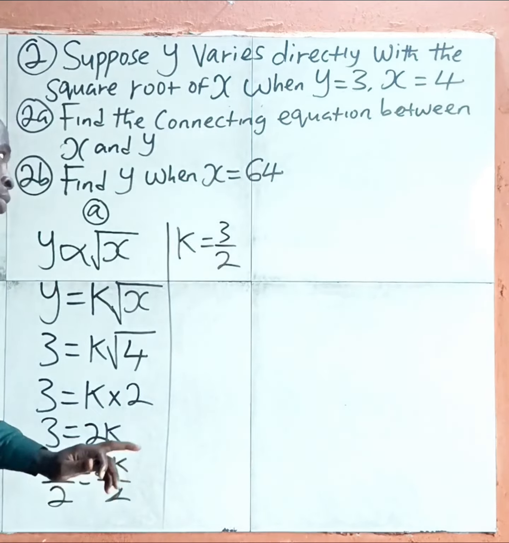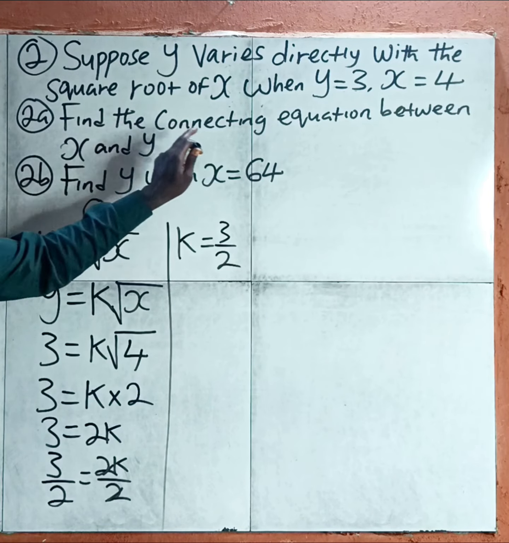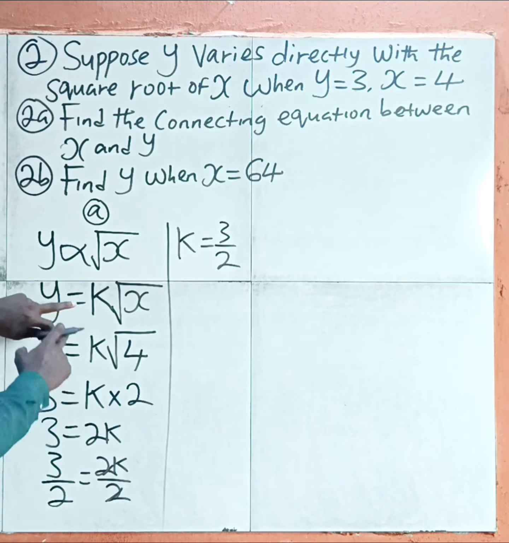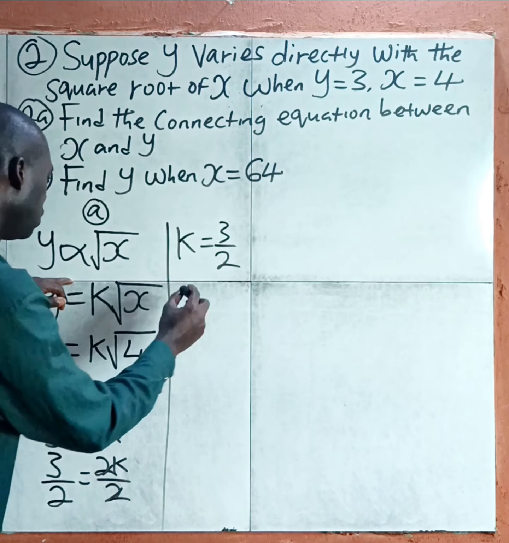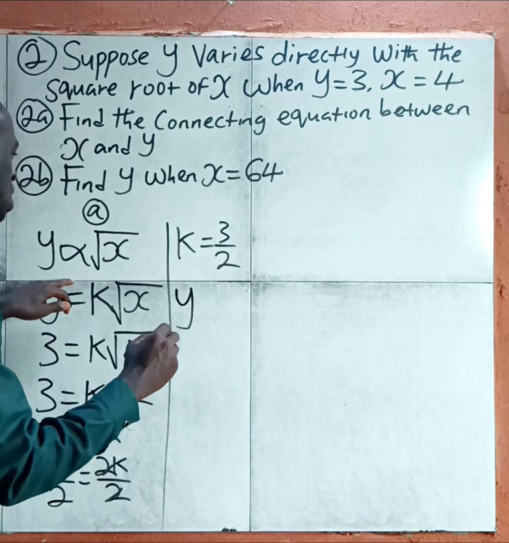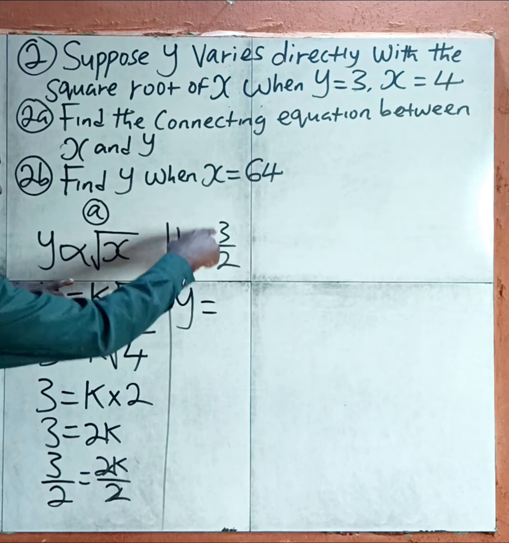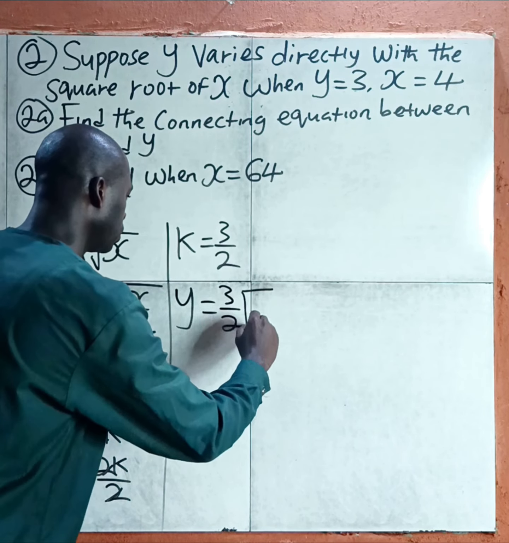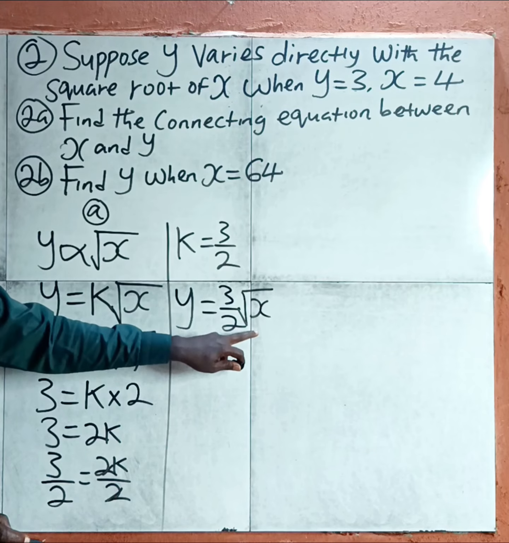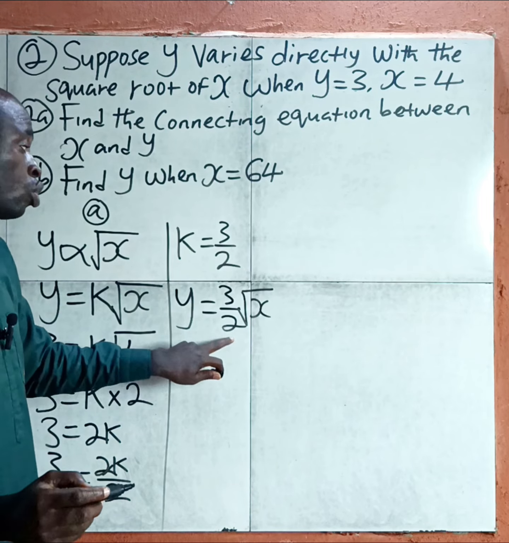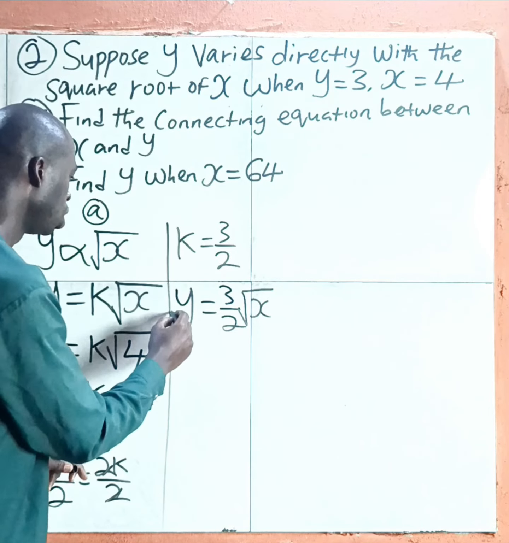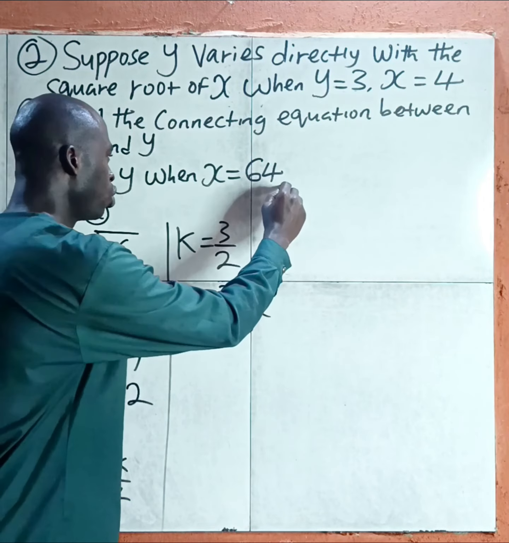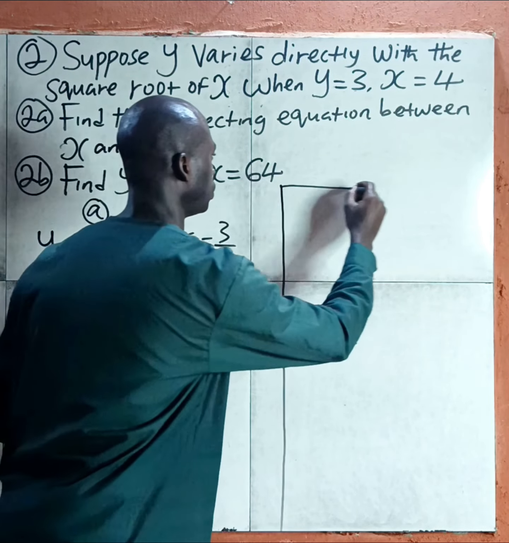Now remember, we are not done solving because question 2 says, find the connecting equation between x and y. And to find the connecting equation is very, very easy. Now go back to this formula which you generated. The formula is y equals, now what is the value of your k? The value of your k is 3 over 2. So you're going to write 3 over 2 times the square root of x. So you can see for yourself, this becomes your connecting equation. So this becomes the solution to problem 2a. So next, we'll quickly move to problem 2b.